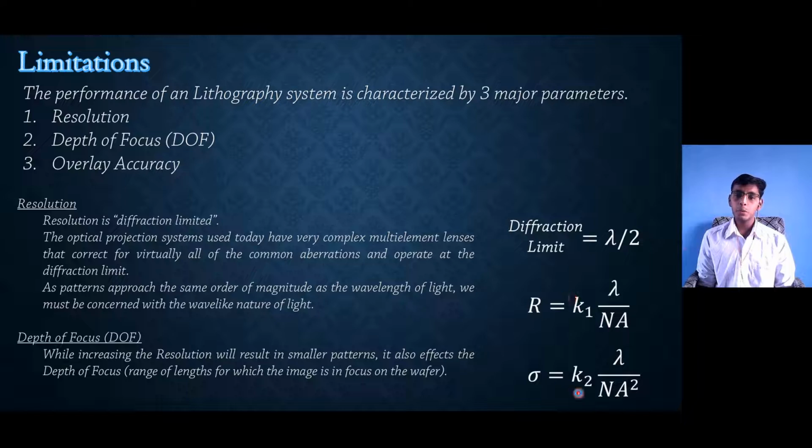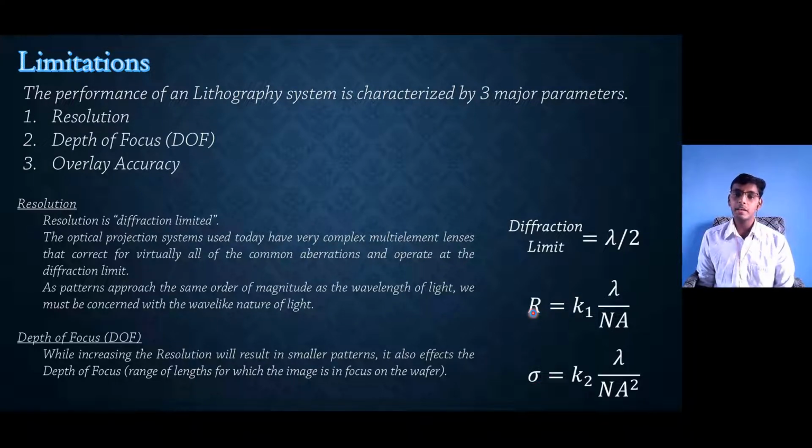Although K1 and K2 are given different indices, for a given instrument, the values of K1 and K2 are taken to be the same. So what are K1 and K2? I'll explain this in the next slide. When we try to increase the resolution, we are increasing the numerical aperture, because of which the value of the depth of focus also reduces, which is not desirable.